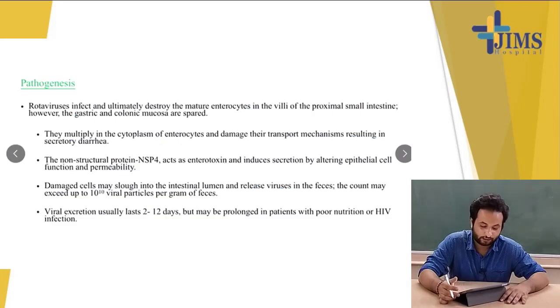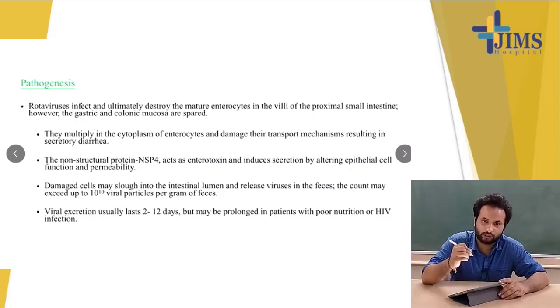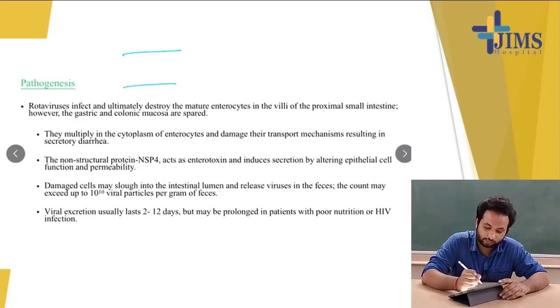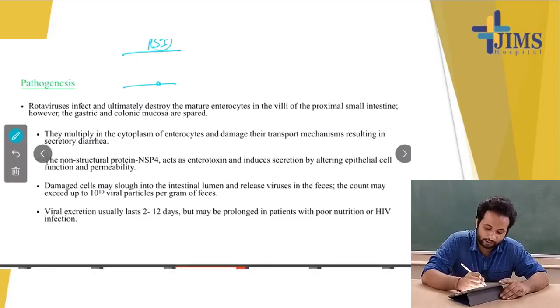Now we come to pathogenesis. Rotavirus infects and ultimately destroys the mature enterocytes in the villi of the proximal small intestine. However, gastric and colonic mucosa are spared. So suppose this is your proximal small intestine, and here there will be enterocytes, which will have villi. So this is one enterocyte, and like that, there will be several enterocytes.